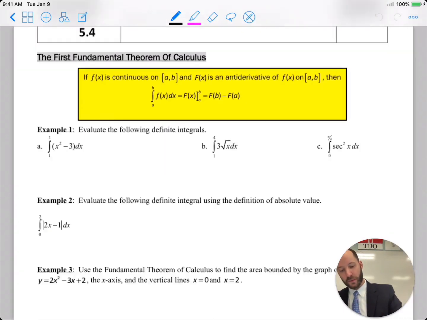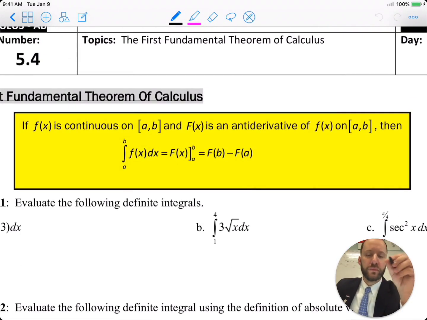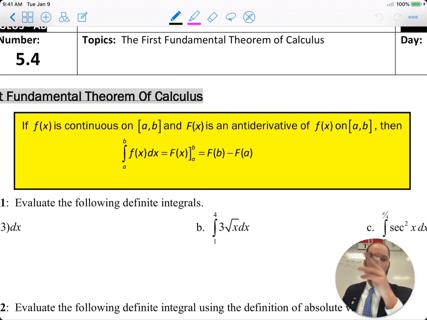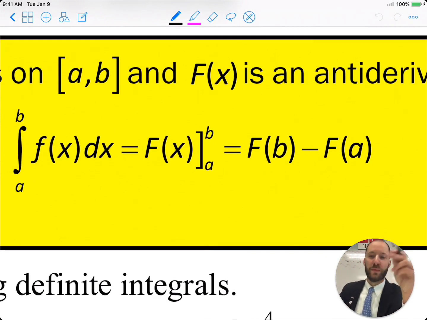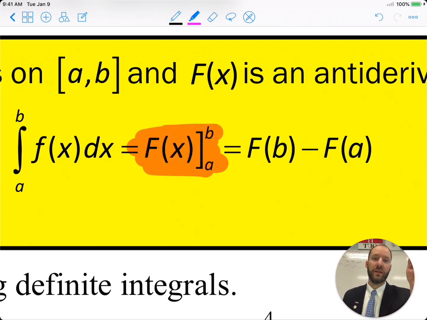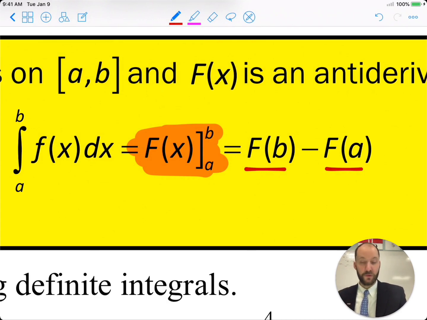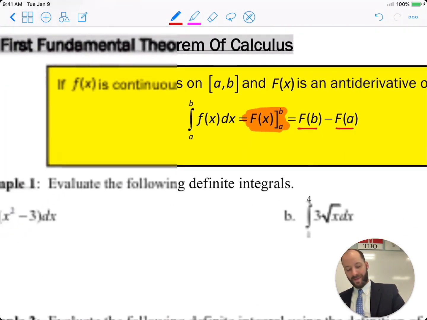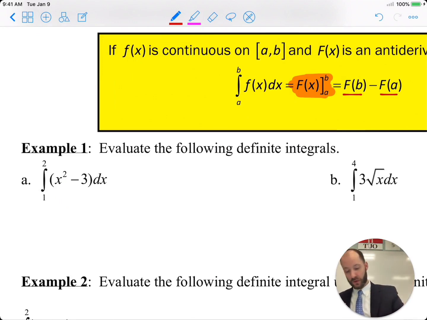And the first fundamental theorem is right here in yellow. So f(x) is continuous on [a, b], and big F(x) is an antiderivative on [a, b]. Then the definite integral from a to b of f(x) dx is big F(x) evaluated from a to b, and you calculate that by doing big F(b) minus big F(a). Let's look at how that works out.